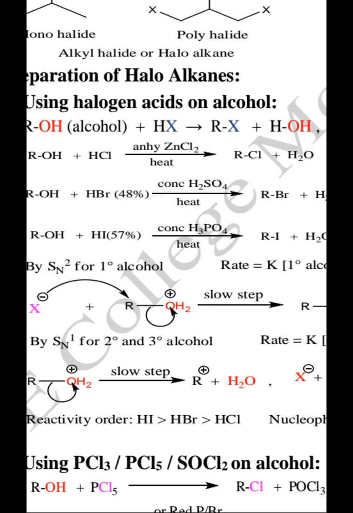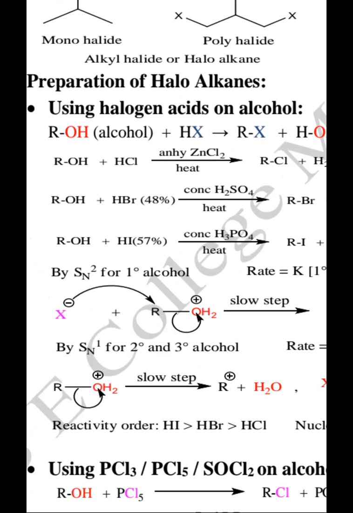We are using anhydrous ZnCl2 in case of HCl, where ZnCl2 is acting as a Lewis acid. It is coordinating with the OH group of alcohol and thus making it more electrophilic. So the OH group can easily leave the alkyl group and Cl can get introduced easily. In case of HBr, H2SO4 is just catalyzing the reaction.